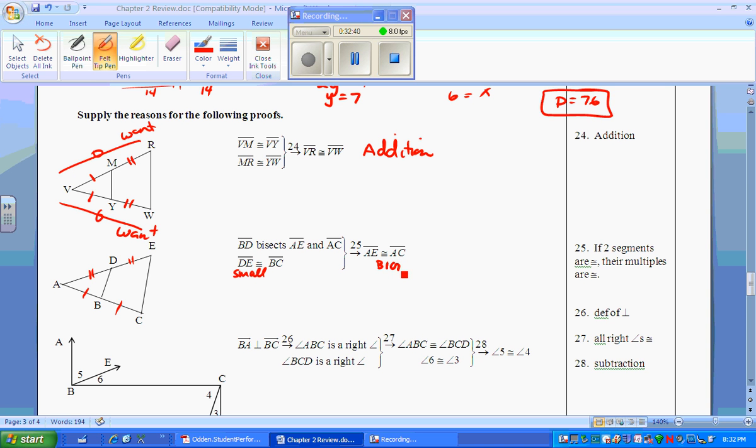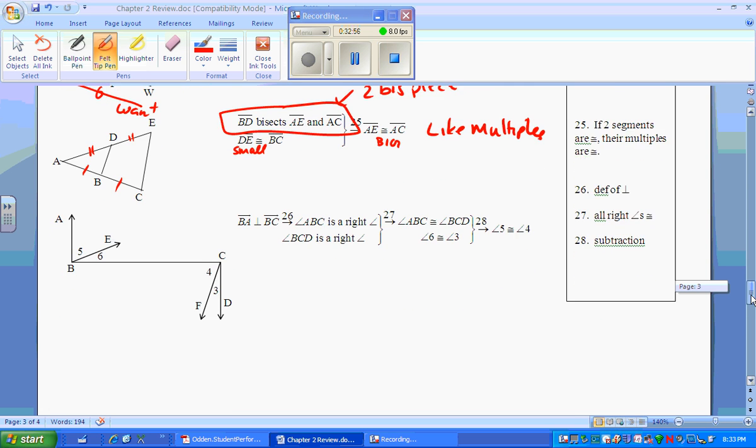So we want AE, this is bigger. So this answer is like multiples. Remember, two bisecting pieces. Two bisecting pieces. Either use like multiples or like divisions.